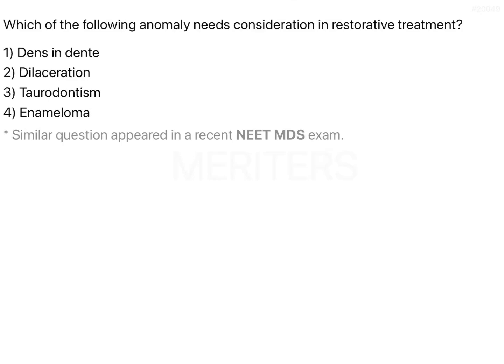The question is, which of the following anomalies needs consideration in restorative treatment? Let's take each one of them. An enameloma is basically a very small benign tumor of the ameloblasts. It is also called an enamel pearl.